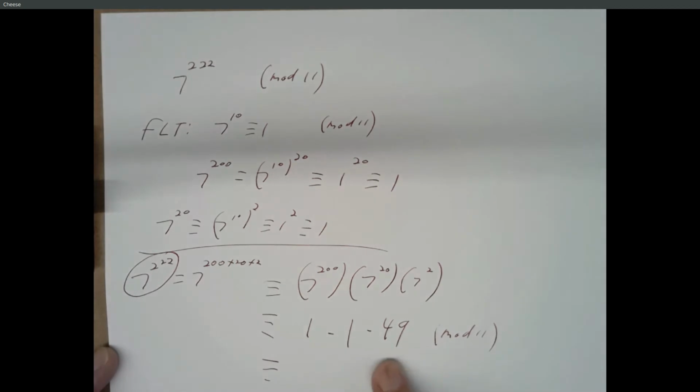And so take the remainder. When you divide by 11, it goes in 4 times. That's 44. It leaves you 5 left over. So your answer there is 5.